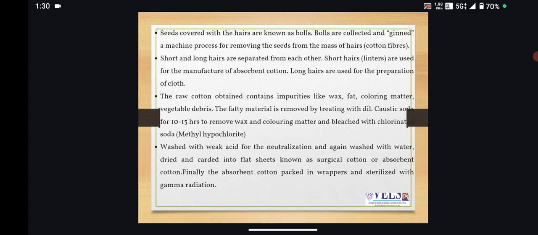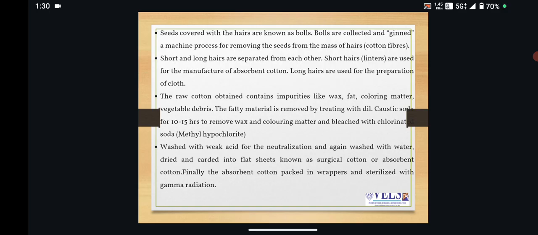Wax is also present, fat also present, coloring matter, and some other fragments of vegetable debris. They are somewhat dull white in color. It does not absorb any liquid, so it is called non-absorbent cotton. After that, it may be converted into absorbent cotton. The fatty material is removed by treating with dilute caustic soda for about 10 to 15 hours to remove the wax and other fatty substances and coloring matter.